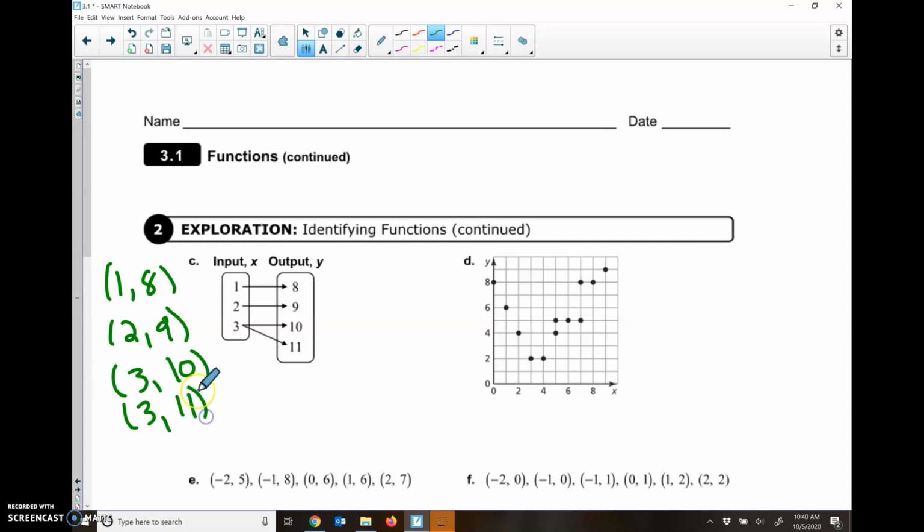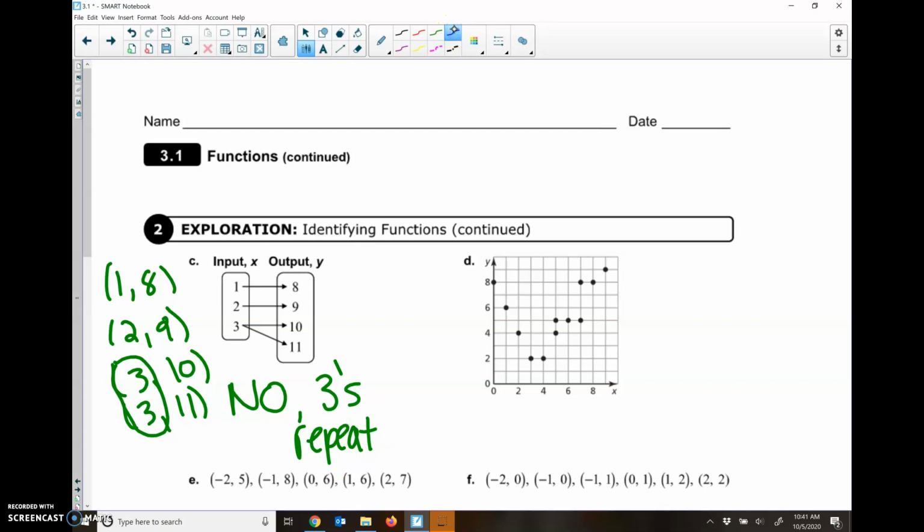It's kind of hard to see, because some of you are only looking at this and the x's are just 1, 2, and 3. But if we write it out, we see x is 1, y is 8; x is 2, y is 9; x is 3, y is 10; x is 3, y is 11. We have 3 and 3 repeating here, so this one is not going to be a function. The 3's repeat.